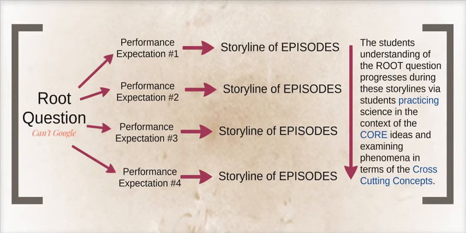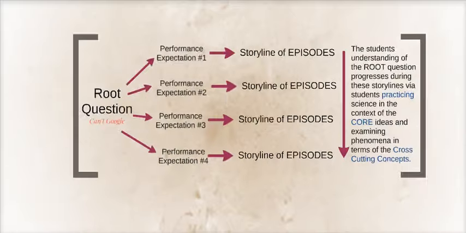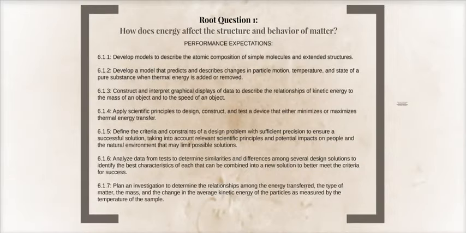And you're probably thinking to yourself, in order to do that, there's a lot of information I'm going to need. And that information will be as supplemental material in the new standards. And so this is 6th grade. We have root question 1, how does energy affect the structure and behavior of matter? That's what we want the kids to be able to answer, in some form. And then there's a bunch of performance expectations underneath that. And if you look at those, you'll notice that every single one of those has a distinct practice and a distinct core idea present within it.